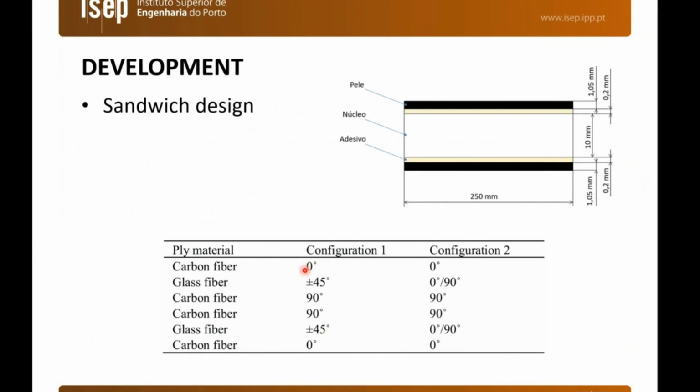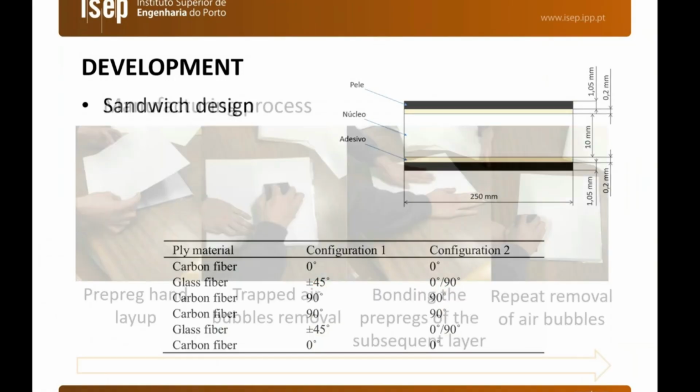These configurations alternate carbon fiber with glass fiber, and we are going to test two different configurations, although in both cases the end layers will always be carbon fiber at 0 degrees, which will be the main loading direction, while in the middle we are going to test different arrangements of glass fibers. In one case, plus or minus 45 degrees, and in the second, 90 degrees.